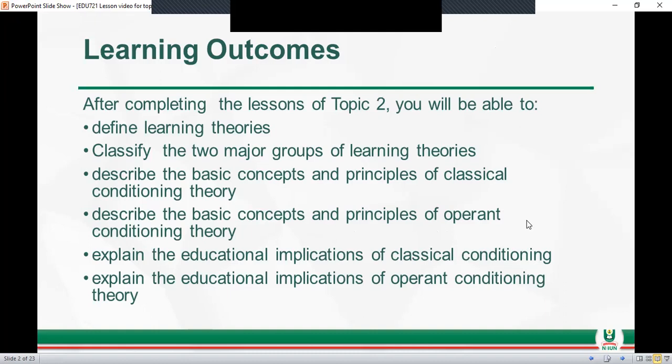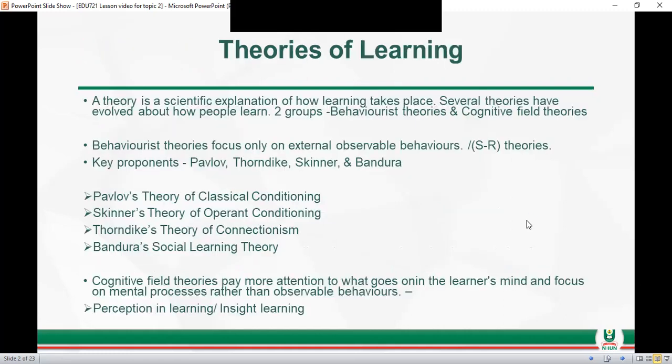Let's understand the learning outcomes of this lesson. After completing the lessons of this topic 2, you'll be able to define learning theories, classify the two major groups of learning theories, describe the basic concepts and principles of classical conditioning theory, and describe the basic concepts and principles of operant conditioning theory. You will also be able to explain the educational implications of classical conditioning and of operant conditioning theory. But first things first, let's understand what learning theories are.